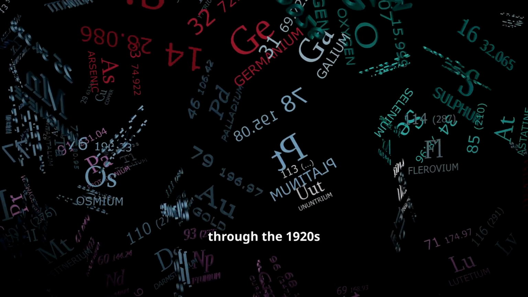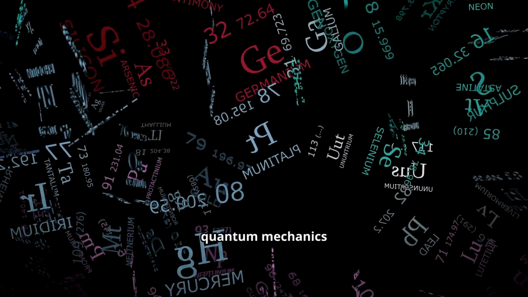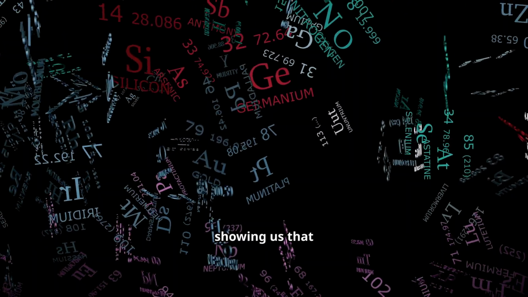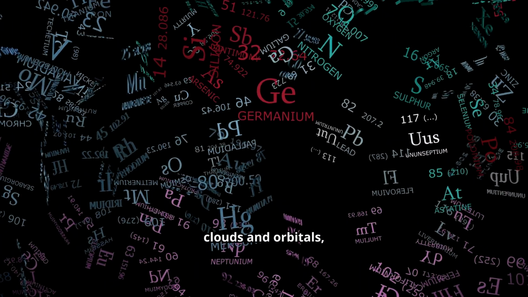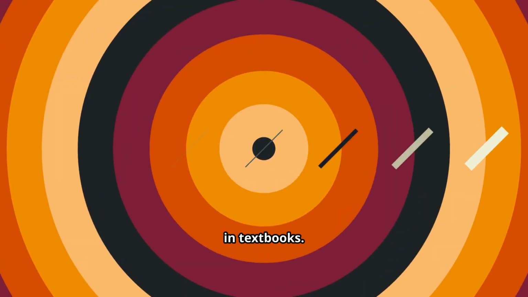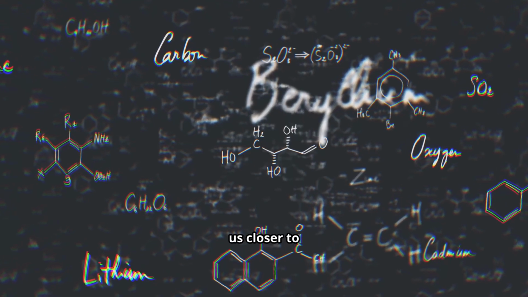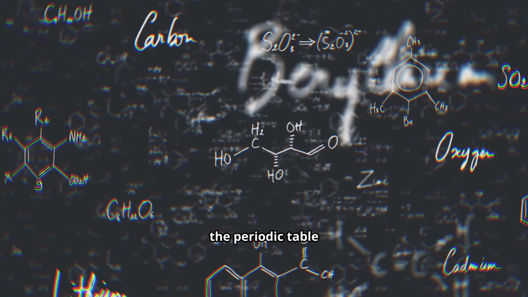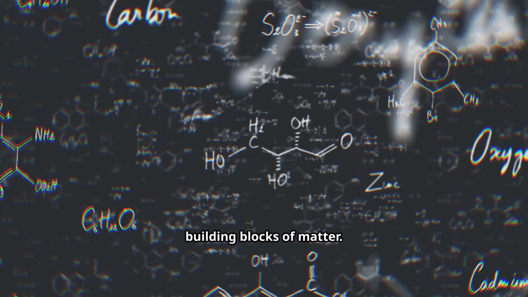Then, through the 1920s and 1930s, quantum mechanics refined this picture, showing us that electrons exist in clouds and orbitals, not the neat little circles often shown in textbooks. Each of these discoveries brought us closer to understanding how the periodic table organizes the building blocks of matter.